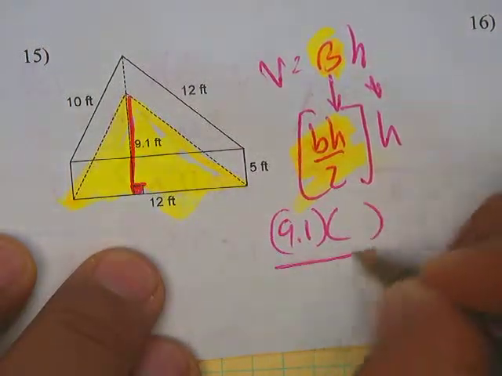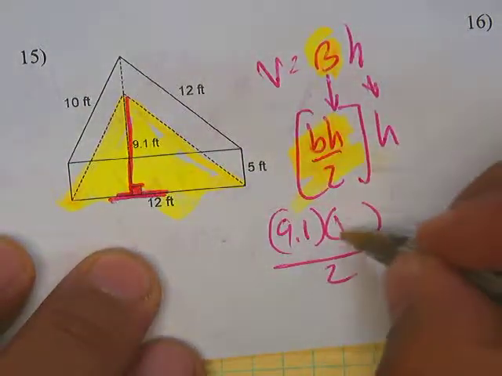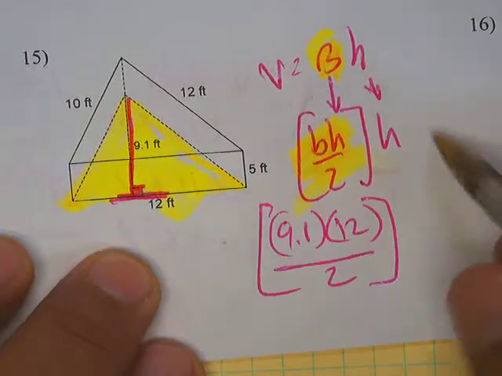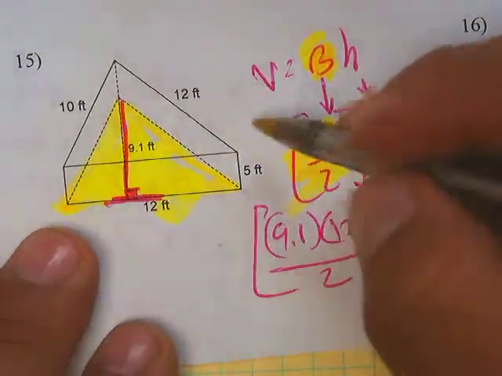That's 9.1 times this. Well, that's 12. Okay, and then times the height, how tall it is.